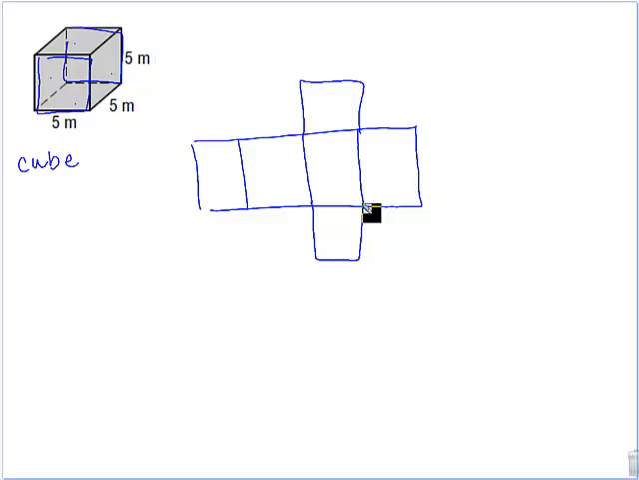What would be the lengths of this one? 5, and where would the 5 go? Yeah, the 5 would go everywhere because these were all squares. You really don't need to write it everywhere, but I will. They're all 5s. What's the area of each individual square? 5 times 5, so each individual square is 25 meters squared.